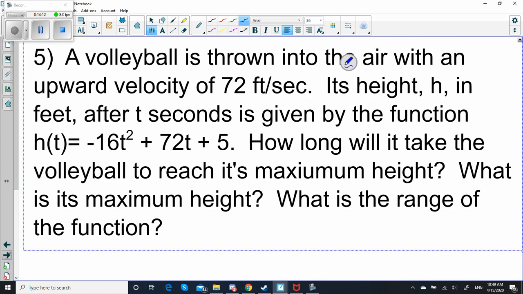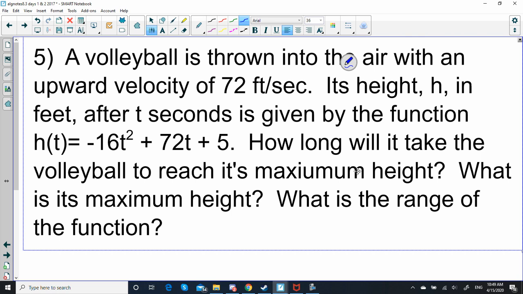All right, let's give this one a try. You have 2 of these on the homework today, so let's give this a try. So it says a volleyball is thrown into the air with an upward velocity of 72 feet per second. Its height, h, in feet after t seconds is given by the function. All right, so this is the function. This is the equation we're going to use right here. It's in standard form.